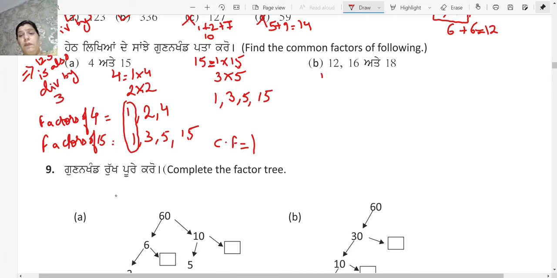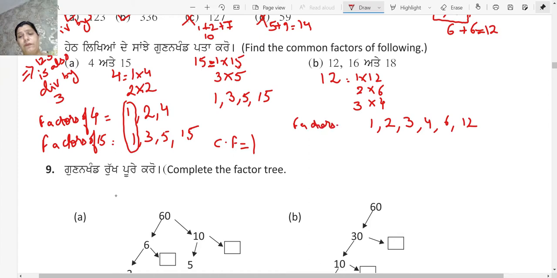Moving on to the B part, I will write the factors of 12 first. 12 can be written as 1 multiplied by 12, 2 multiplied by 6, 3 multiplied by 4. So the factors are 1, 2, 3, 4, 6 and 12. These are the factors of 12. Similarly, I will find the factors of 16, and similarly I will find the factors of 18, and then I will find the common factors.